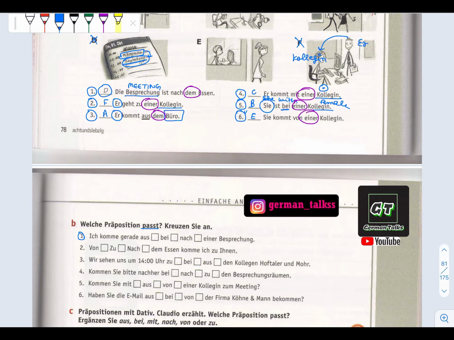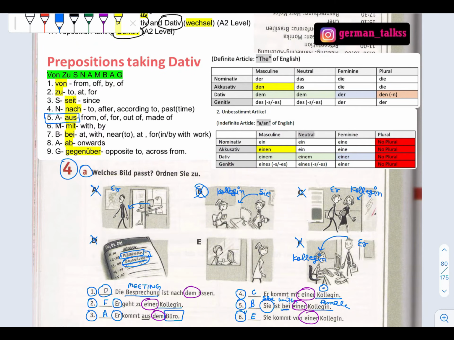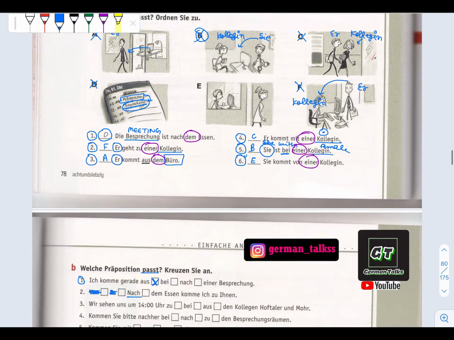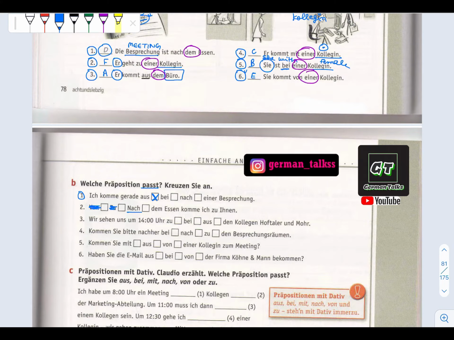Ich komme gerade dash einer Besprechung. Ich komme gerade aus einer Besprechung, from a meeting. Dash dem Essen komme ich zu Ihnen. See, this cannot be the answer. As I said, according to the context you need to see. Nach means after. After the food, I will come to you.